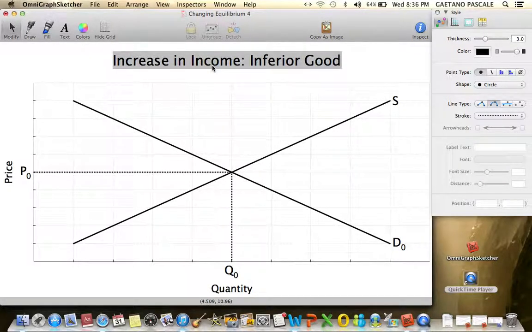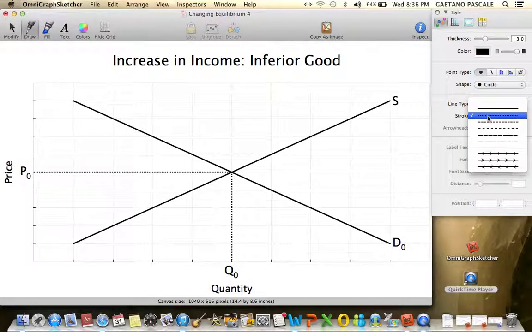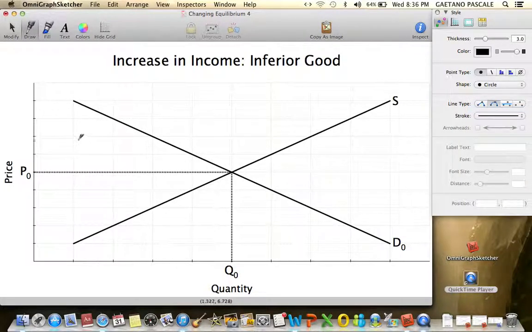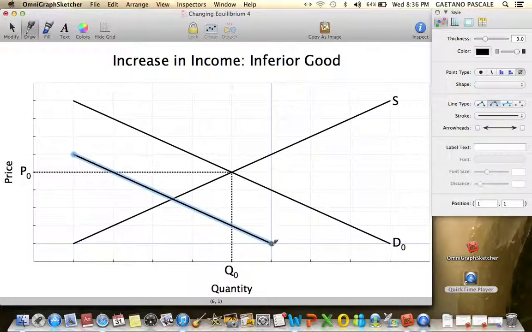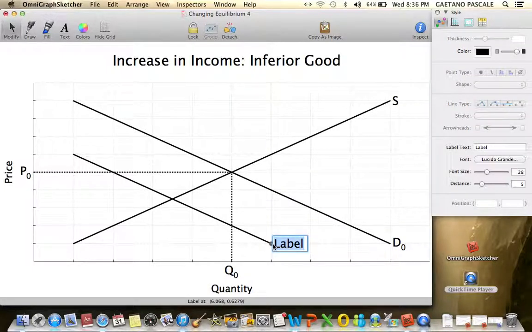As soon as I see income, I know the demand curve is going to shift. If I see increase in income and inferior good, I know that the demand curve is going to shift to the left. It's going to shift inward. So the new demand curve is going to be inside of our original demand curve. So if we go from here to here, here is our new demand curve. And let me call that D1 to signify that this is the new demand curve.